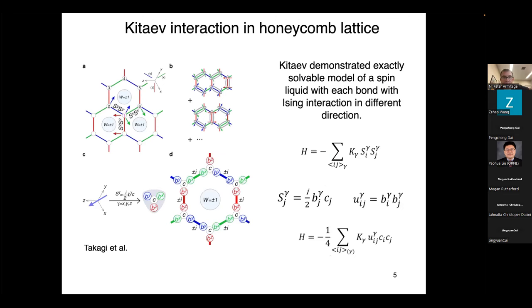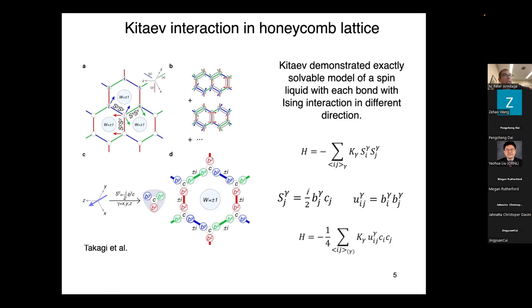Now in 2006, there was a milestone in quantum spin liquid physics, and that was the proposal by Alexei Kitaev of what we now call the Kitaev model, which was an exactly solvable model. The Kitaev model consists of spin one half spins on a two-dimensional honeycomb lattice with bond-dependent Ising interactions. And this is the Kitaev Hamiltonian that's shown here on the right side of my plot.